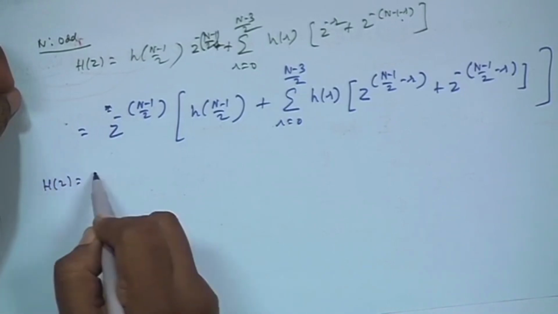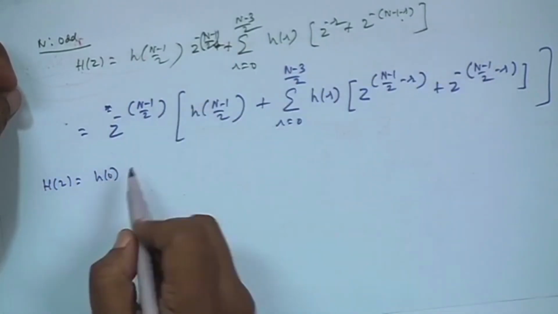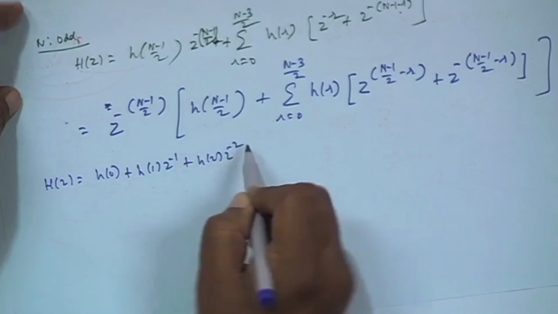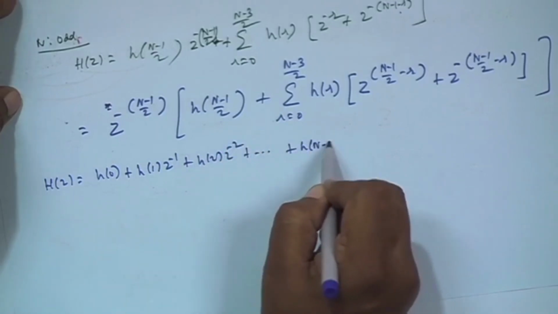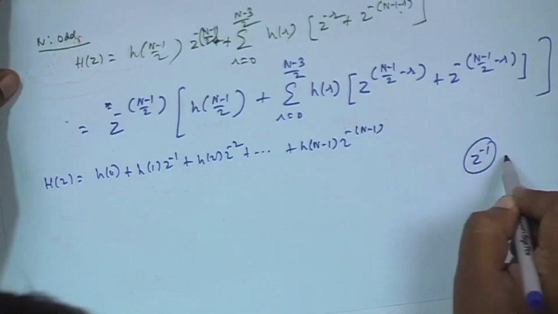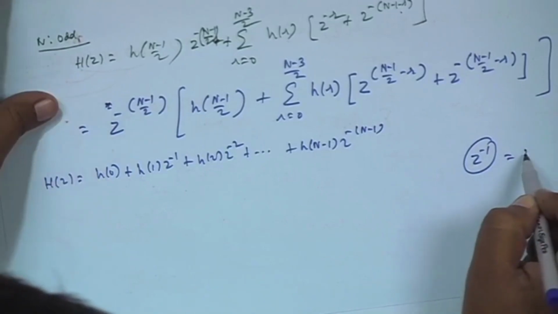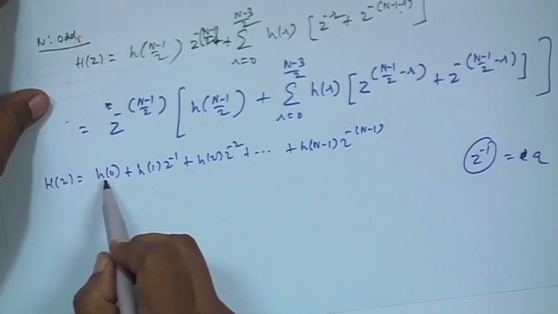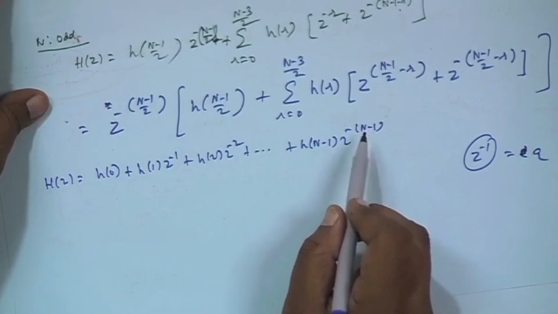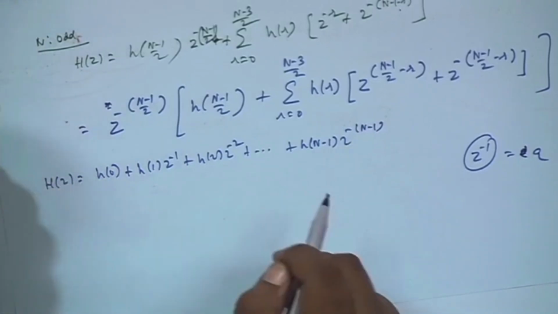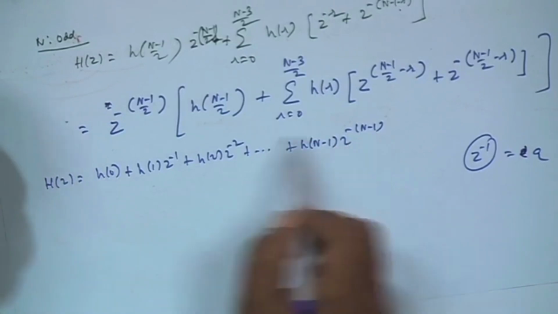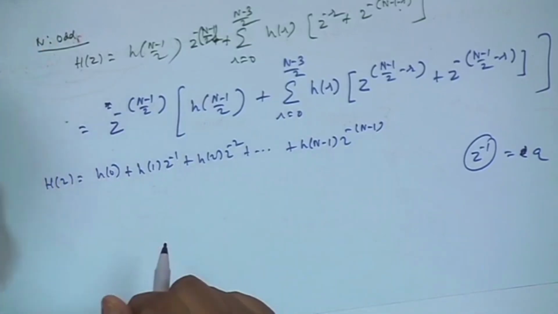H(z) as such is h 0, before I wrote in this form, a general H(z) is of this form, right? h 0 plus h 1 z inverse, h 2 z inverse square, and so on. Now, if you take z inverse to be some complex variable, say q, it is h 0 plus h 1 q plus h 2 q square plus dot dot dot plus h N minus 1 q to the power N minus 1. So, it is a polynomial in q of degree N minus 1. So, you can factorize it, there will be all first order factors.